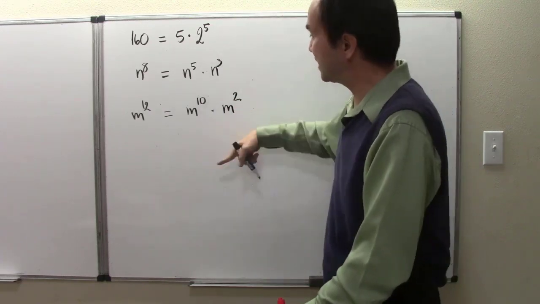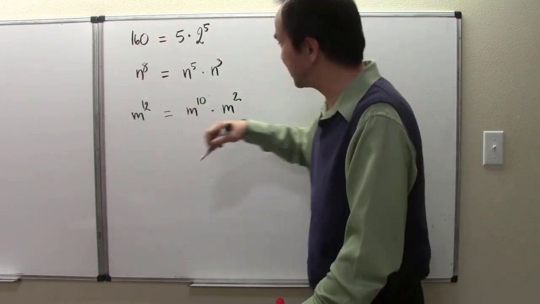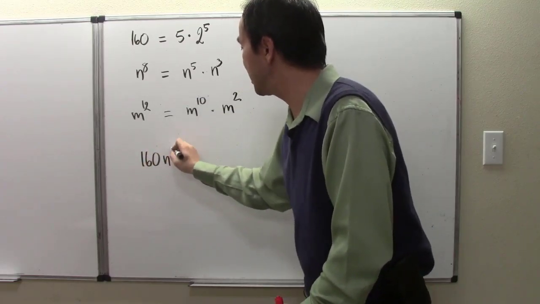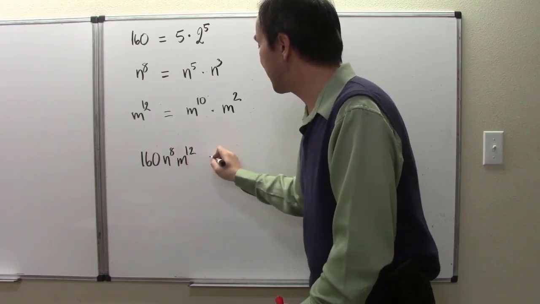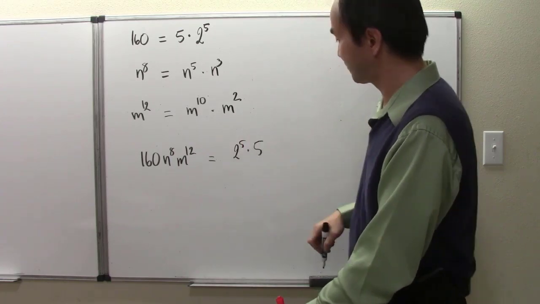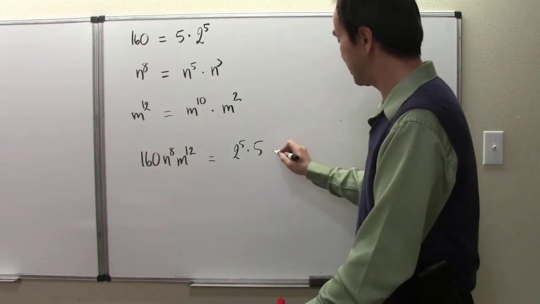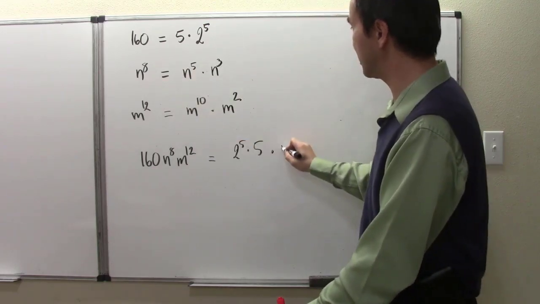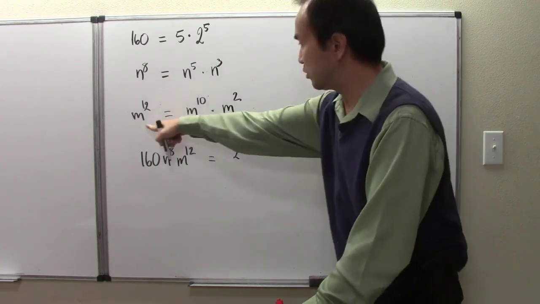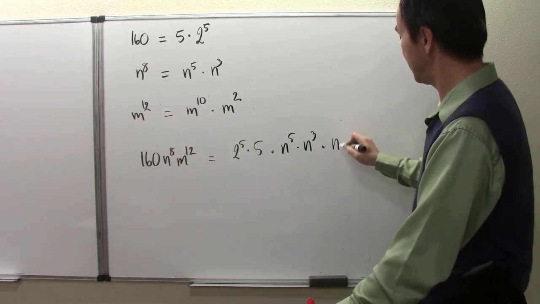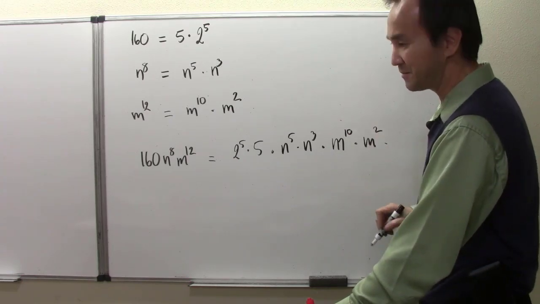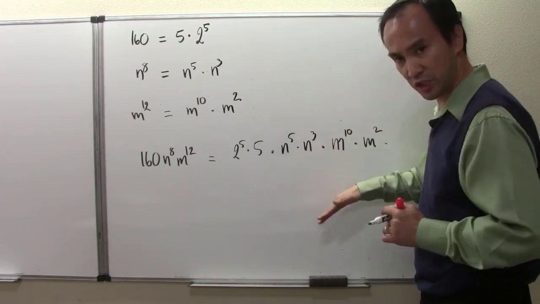And so now with the prime factorization for each of our components here, the entire 160 n to the 8 m to the 12 right here can be re-expressed as the product of 2 to the 5th times 5. That takes care of 160. The n to the 8 now becomes n to the 5th times n cubed. Okay, and then the m to the 12 here becomes the product of m to the 10th times m squared like that. All right, so that's now my scratch work.